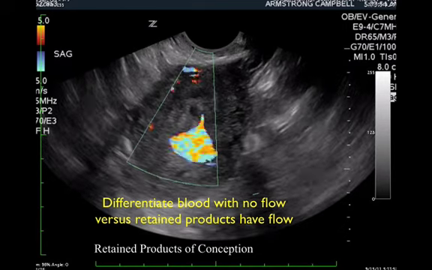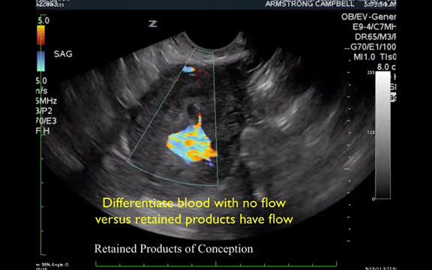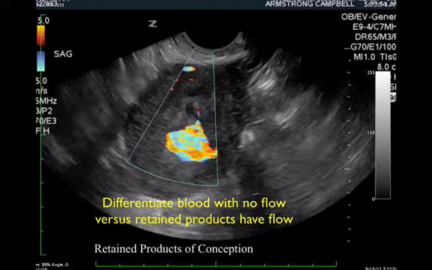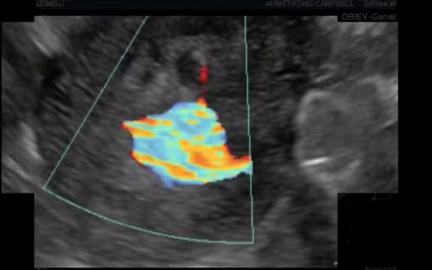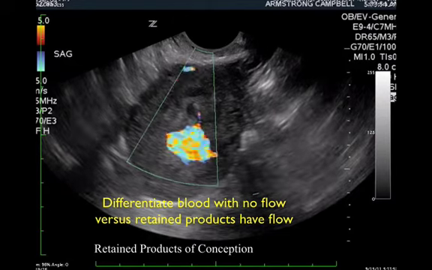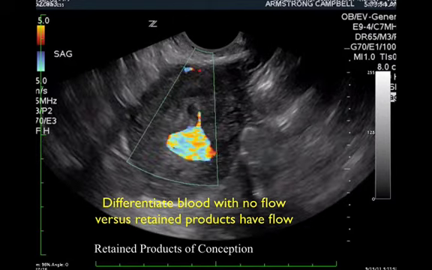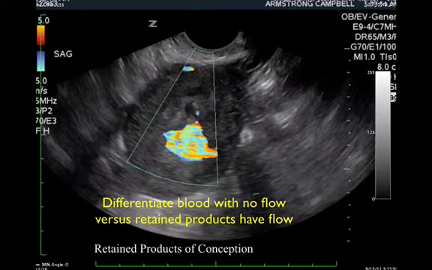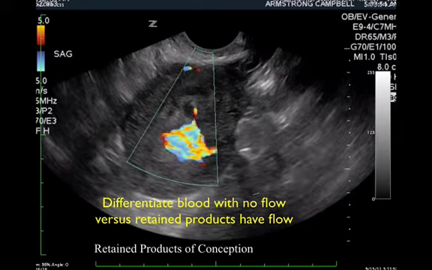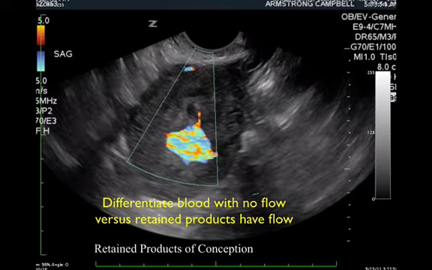This is a postpartum woman who comes in with bleeding, and what we notice is she has a large amount of flow in the endometrium. And we know that this means it's retained products of conception because it has blood flow there. If it was just clot and postpartum bleeding, she should not have flow.